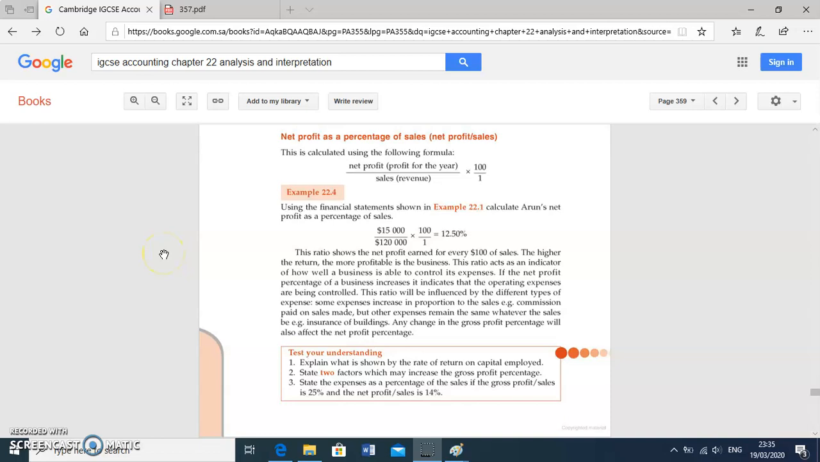The third and last ratio is the net profit as a percentage of sales. Also, you will find the sales in the first section of the income statement, and the net profit in the second section, or you will find it as the profit for the year. Here is how you will calculate it: the net profit divided by the sales multiplied by 100, and it is 12.5. This means that out of each $100 you are collecting in sales, you are making a net profit of $12.5.